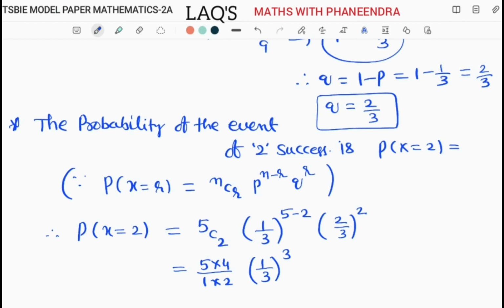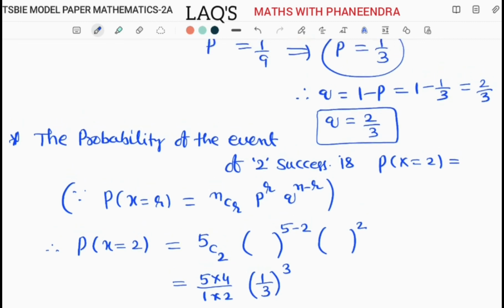So here students, I made a mistake. Dear students, here it is p power r, q power n minus r. Sorry. So based on that it will change. So p value is 1 by 3, and r value is 2. Here also, 2 by 3 whole power n minus r. N means 5 minus 2. So 2 by 3 whole power 3.